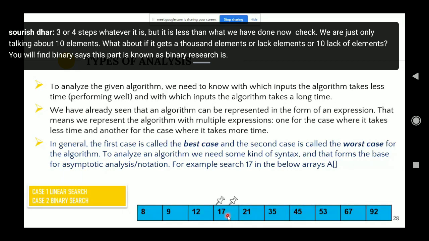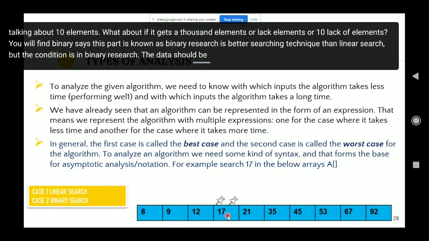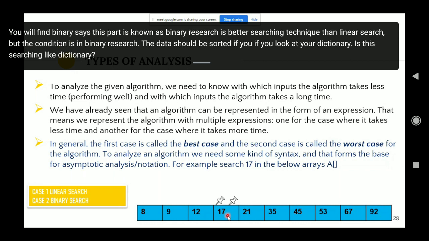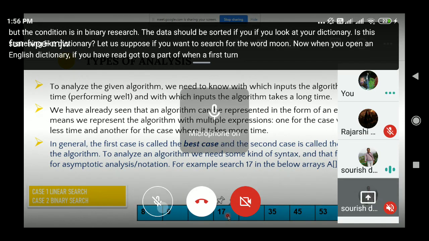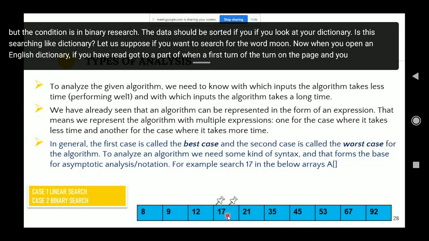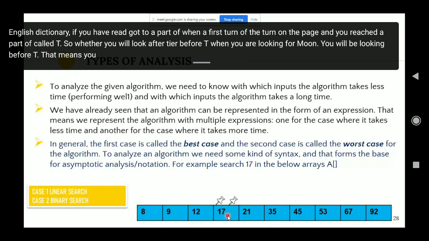This part is known as binary search. It is a better searching technique than linear search. But the condition in binary search is that the data should be sorted. Look at your dictionary. Let's suppose you want to search for the word moon. When you open an English dictionary and reach the part called T, whether you will look after T or before T, when you are looking for moon, you will look before T. That means you will neglect whatever is there after T.